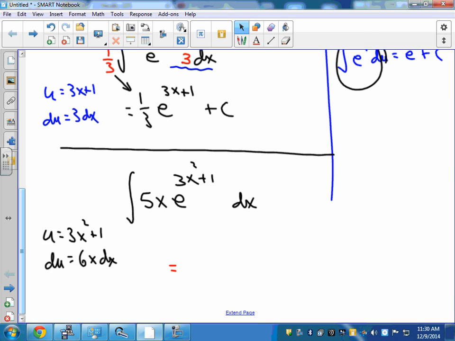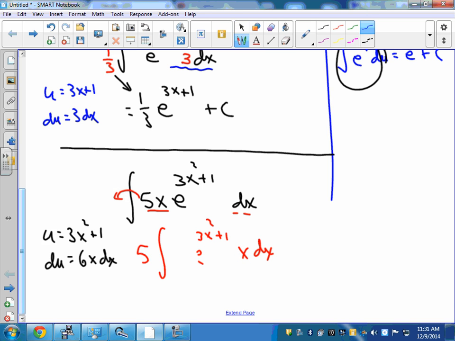Well, we've got a 5x dx, but we need a 6x dx. We can't multiply or add an x, but we can do this. We can certainly take the 5 out. So this will be 5 times the integral of x e to the 3x squared plus 1 dx. And we can truddle this x right here back to here. So that's easy enough to do. And then we can insert a 6 as long as we compensate with a 1/6.